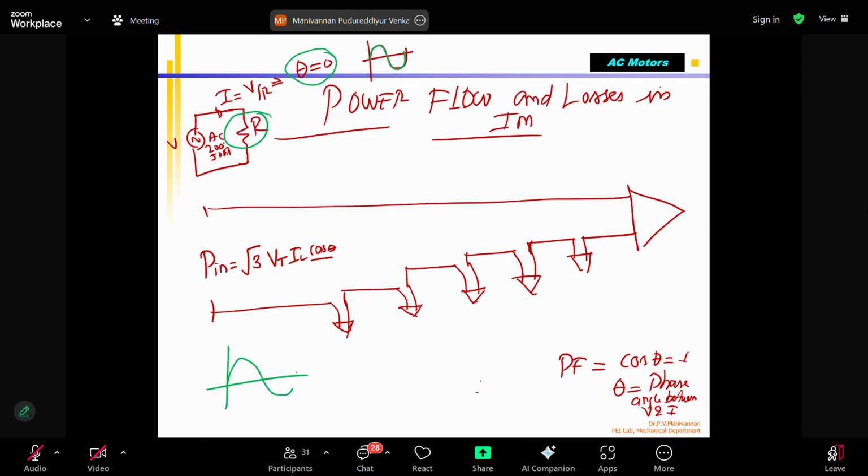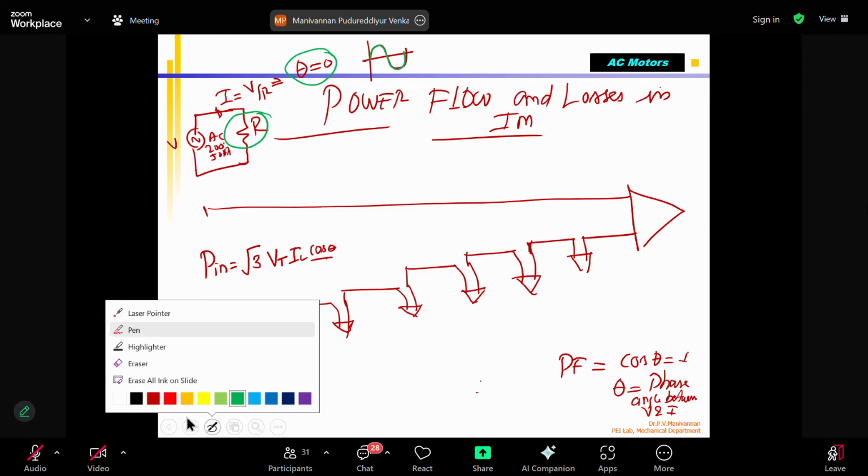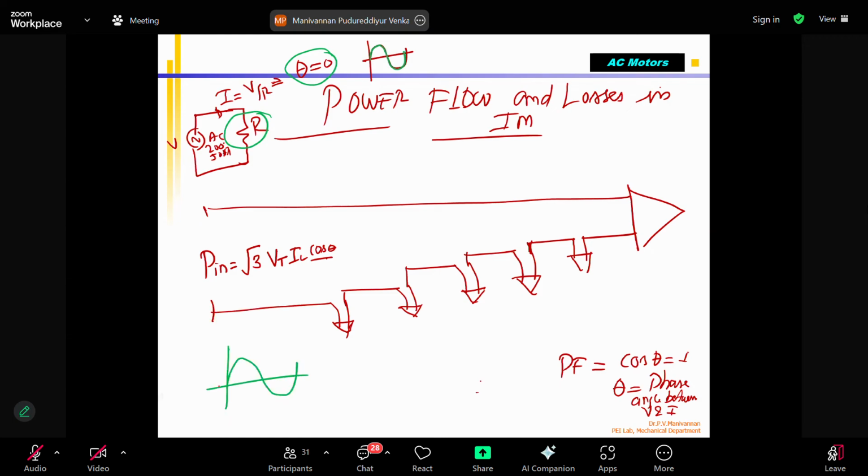This is the input voltage. In an inductive load, the current will shift, something like this. So this is an angle, 90 degrees, will be like that. Correct. That is theta. So cos theta, and cos 90 you can see will become 0. Correct? Cos 90 will be 0.